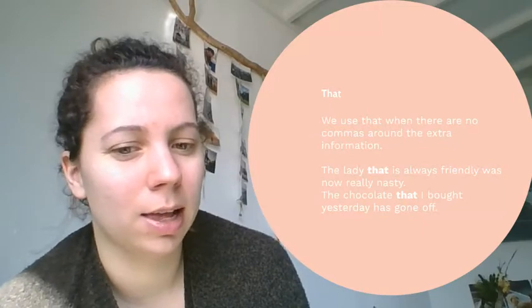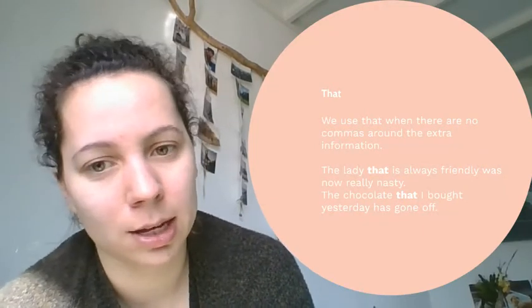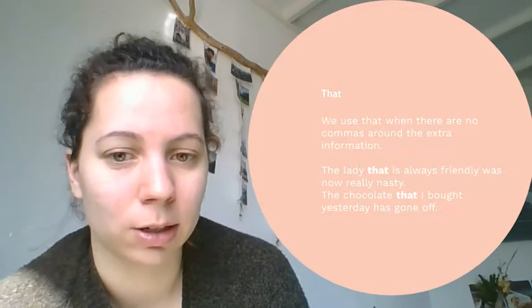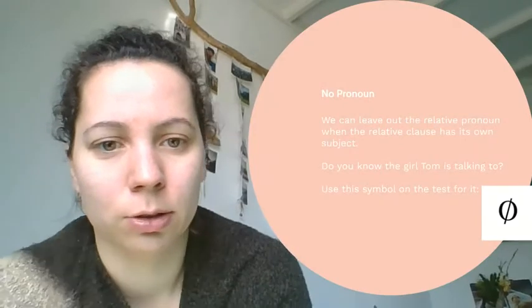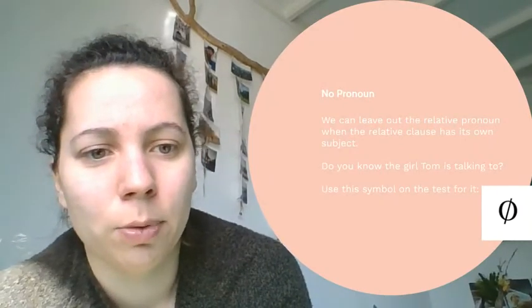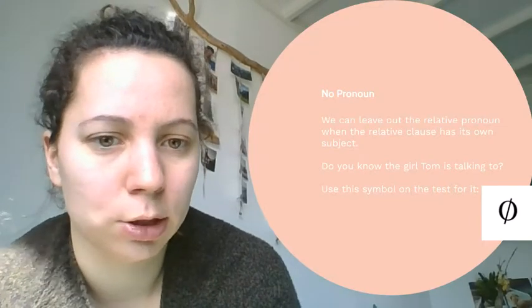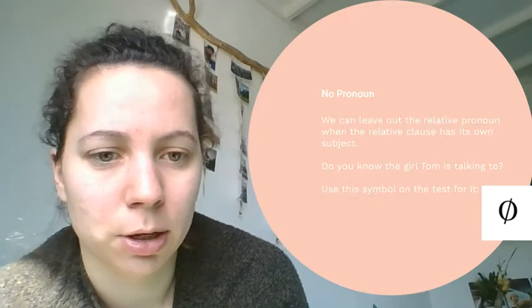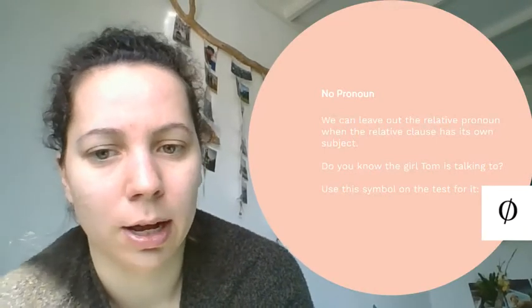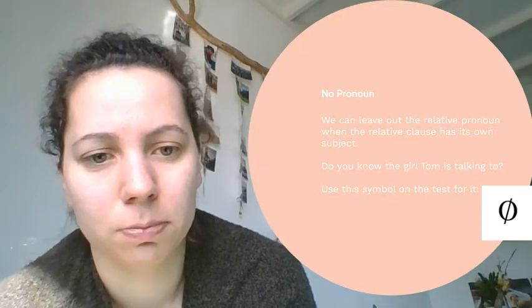Speaking of options, let's move on to another option, because sometimes, in some cases, we can also leave out the relative pronoun altogether. There we go. So there's no pronoun. We can leave out the pronoun when the relative clause has its own subject, and subject is the English word for onderwerp. So if you see that there's a new subject, then you can also leave it out. That means that there are then three correct options.